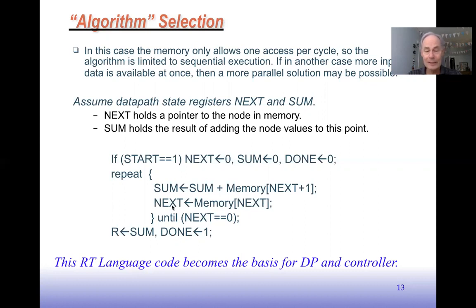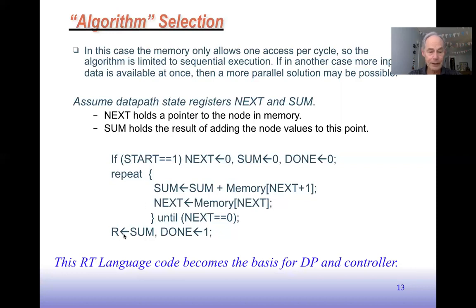That's the first cycle. And then on the second cycle, we're going to update the next pointer: next gets the contents of memory indexed by next. Okay, that will just give us the pointer of the node that we're currently processing, and then will give us a way to point to the next node. This is similar. You may have written similar type code in C or C++ in order to follow a linked list. And we repeat this until next equals 0, because when next equals 0, then the computation is done.